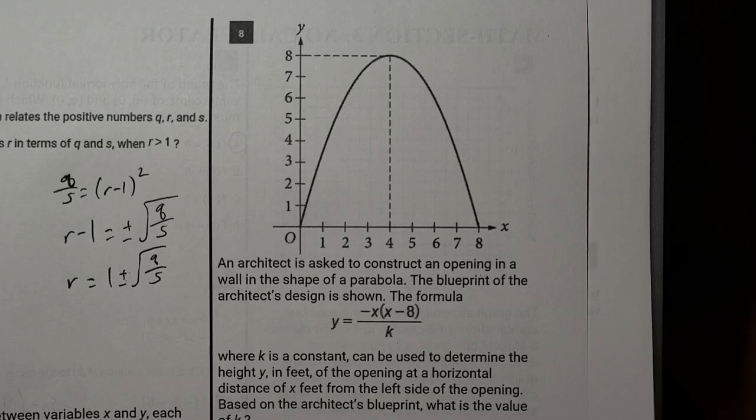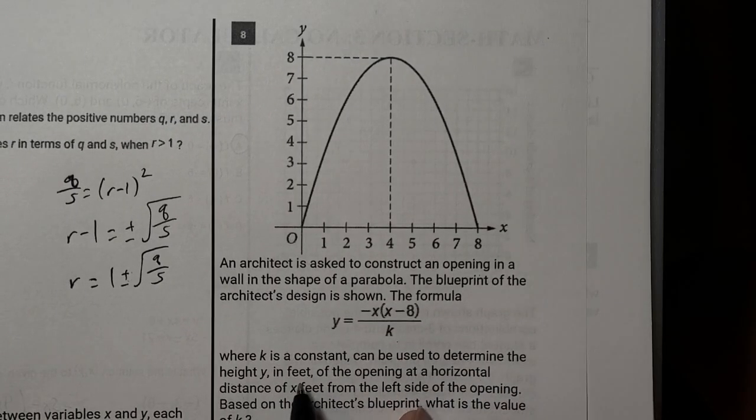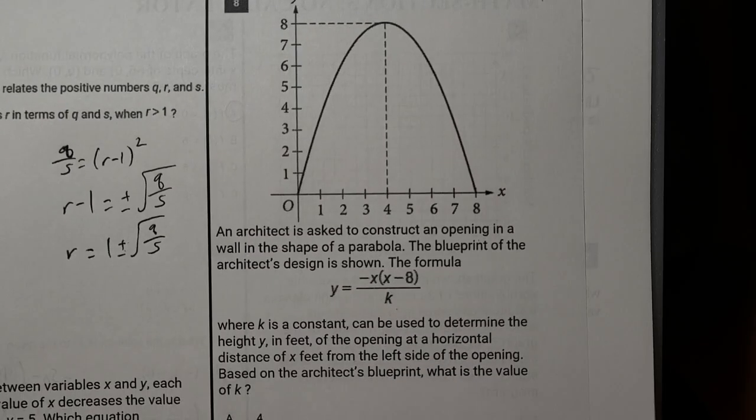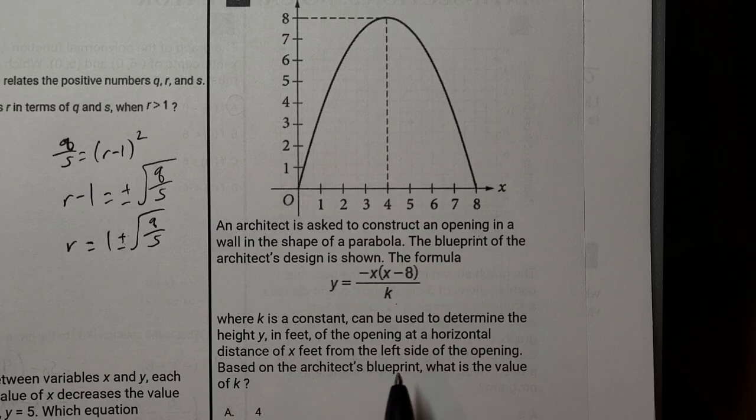An architect is asked to construct an opening in the wall in the shape of a parabola. The blueprint of the architect's design is shown. The formula given, where k is a constant, can be used to determine the height of the opening at a horizontal distance of x feet from the left side of the opening. What is the value of k based on the blueprint?